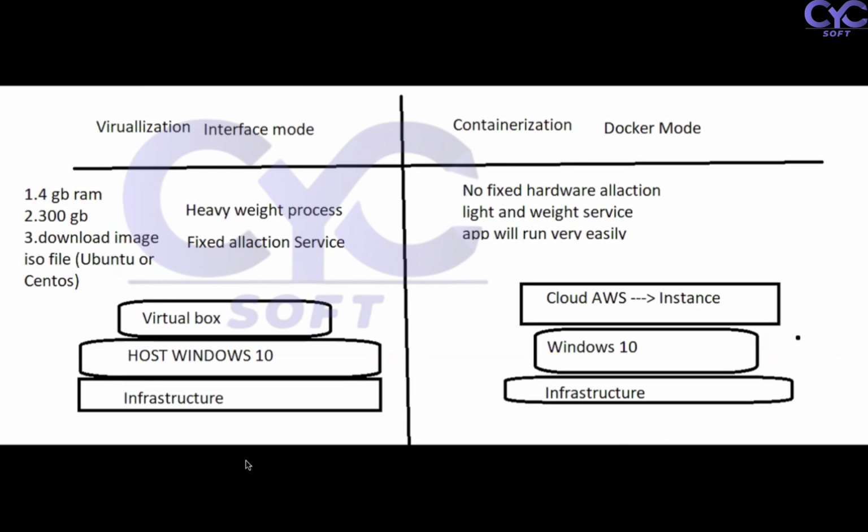Now here, if you're working on virtualization, you need to work on the infrastructure. That's very, very important. You need a Windows platform, like Windows 10, and you need to install some software, that is VirtualBox. Then in VirtualBox, you need to open that software and give some configuration setup, like 4 GB RAM and 300 GB hard disk, and download the image. So you need to download an Ubuntu file.